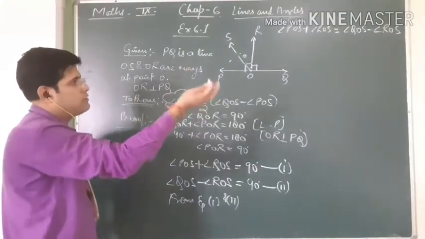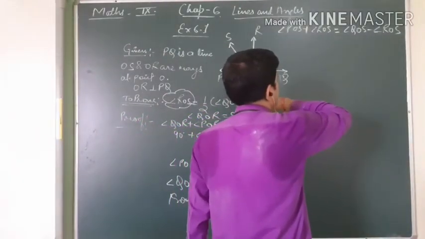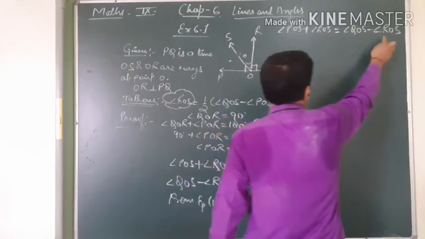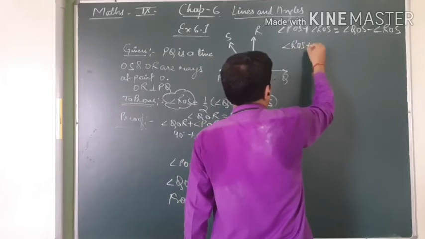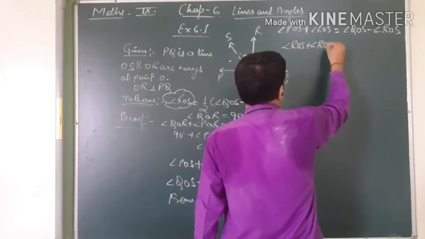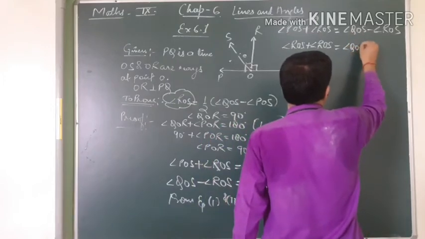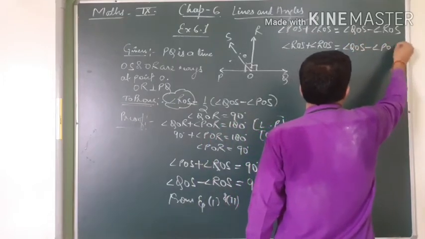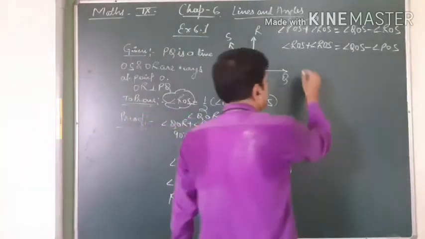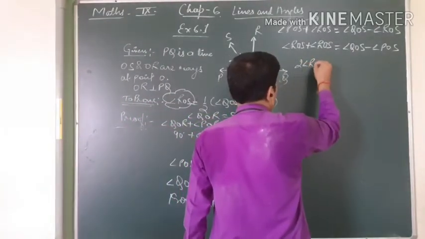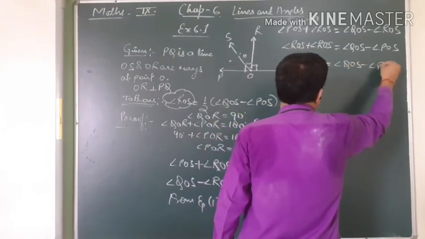So taking ROS to one side and moving all the things except ROS to the right, when this ROS comes to this side it becomes positive, angle ROS plus angle ROS, and when we transfer this POS to the other hand, it becomes angle QOS minus angle POS. How many ROS are there? There are two. Two angle ROS is equal to angle QOS minus angle POS.